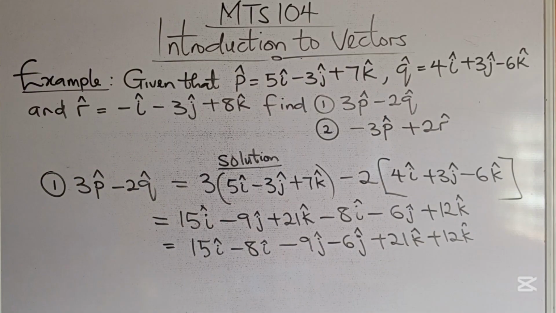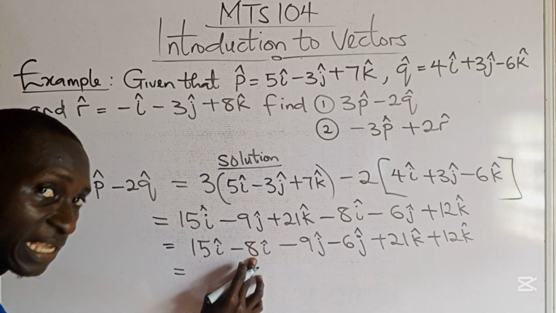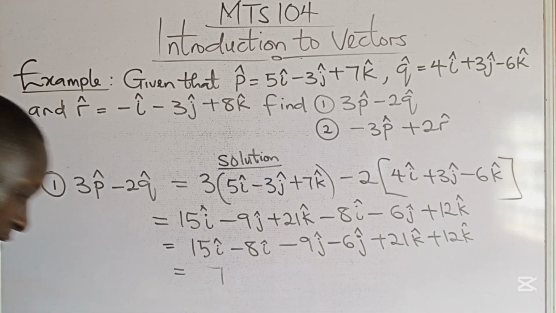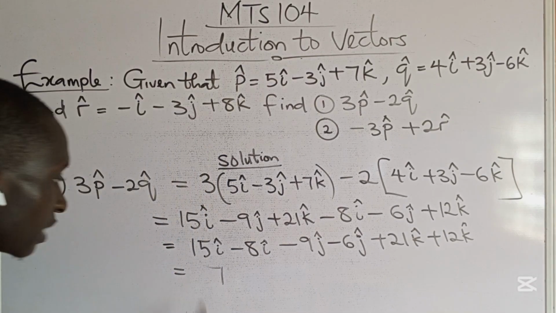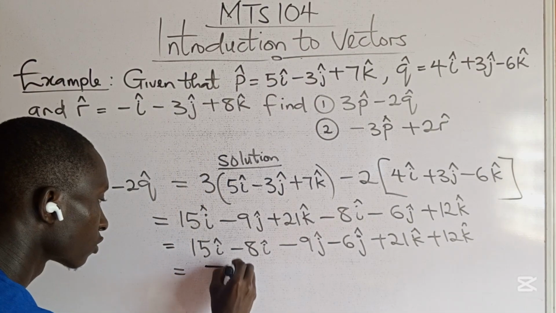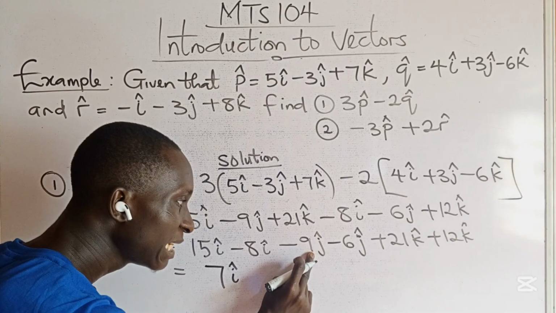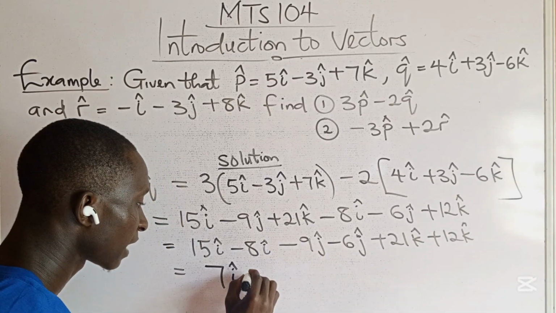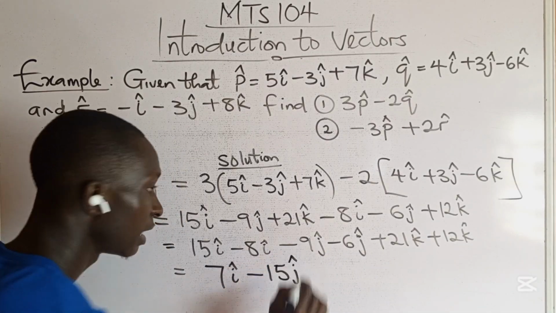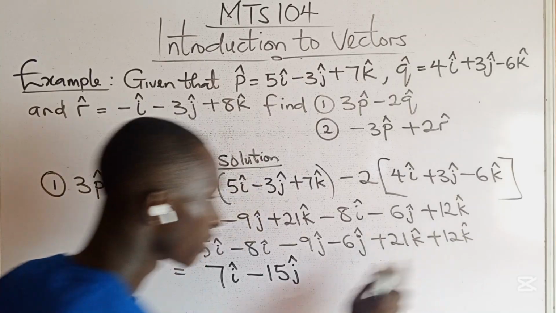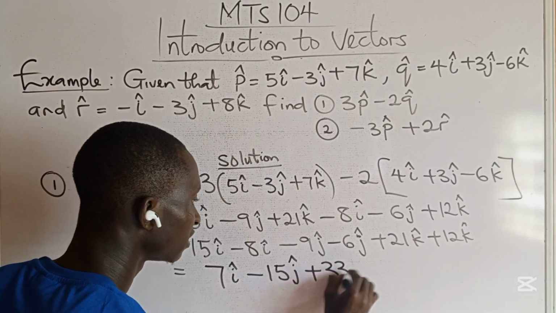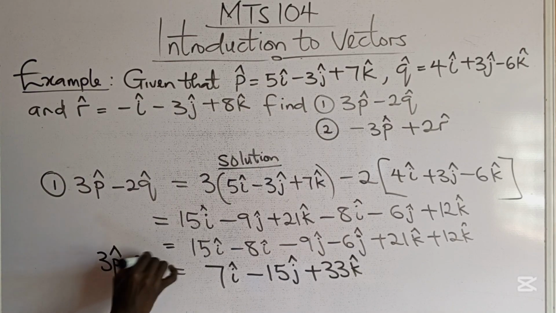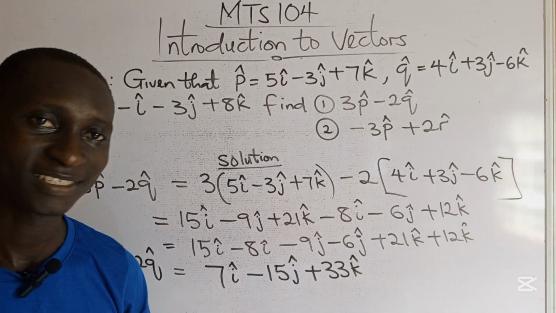Now, since we've done that, let's add up. 15 minus 8 is 7I. Now minus 9 minus 6, because they both contain J, gives minus 15J. Then we have plus 21 plus 12, that becomes plus 33K. And this is 3P minus 2Q. That's all. It's as simple as ABC.